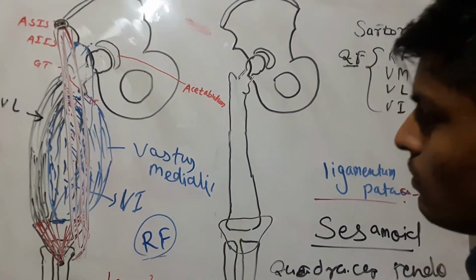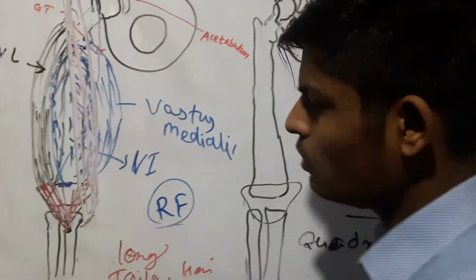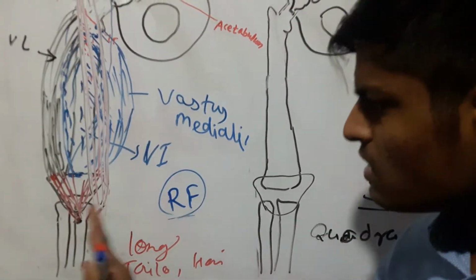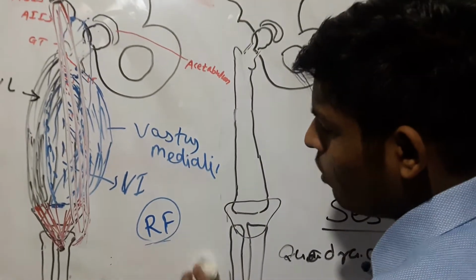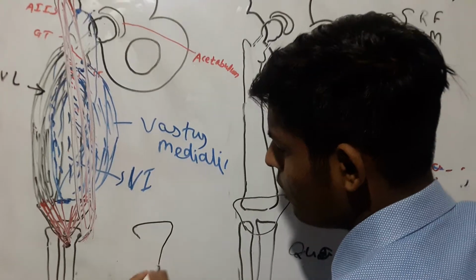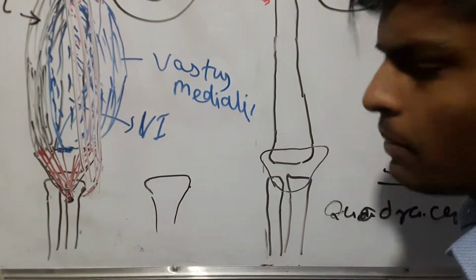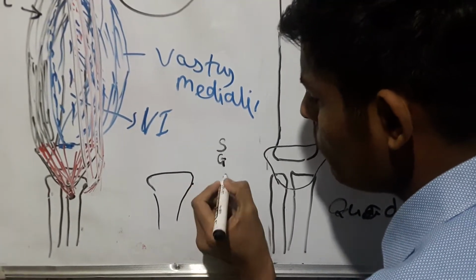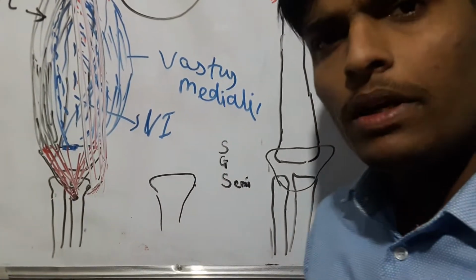So if we concentrate here on the insertion point of sartorius, this is what we have: the head of tibia, or the medial surface of the head of tibia. There is one important point here. Let's suppose this is the medial surface of the head of tibia. Here you will remember the insertion of three muscles. One we already know, sartorius, then we have gracilis, and we have semitendinosus. Gracilis and semitendinosus muscles we will discuss later.